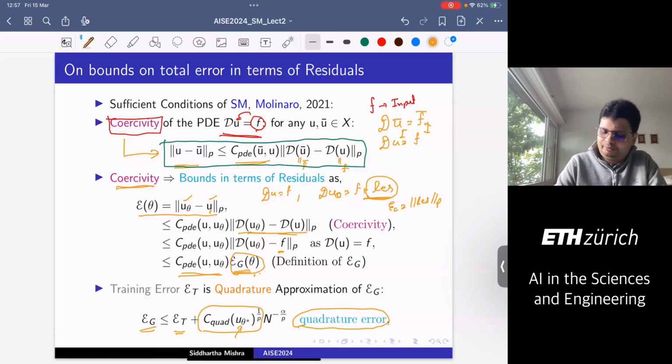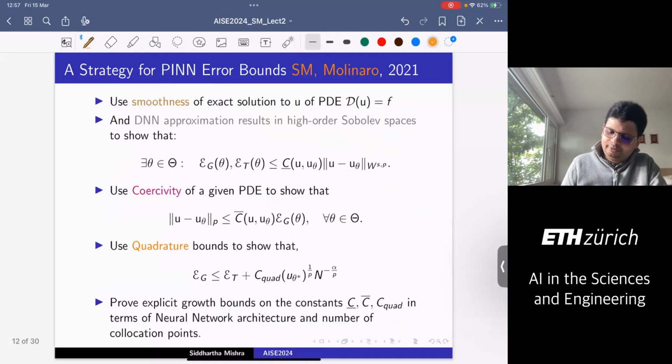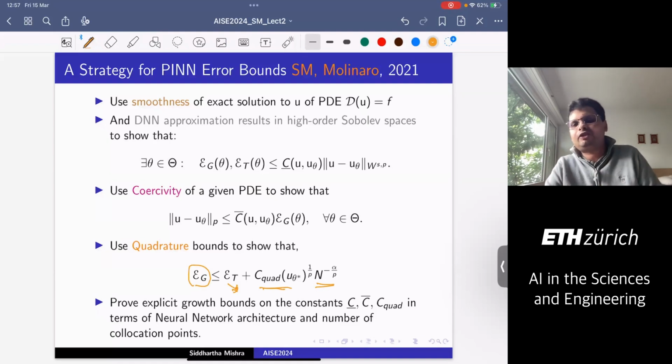So this is the mechanism. First, if we can make the training error small, and this is not going to be an easy task, in the next lecture you will see that this is a hard task, if I can make my training error as small as I want, and if this constant is bounded, if I take as many quadrature points as I want, then the residual is going to be small. So to make the residual small, I need to train my neural network in such a manner that I have a small training error and a sufficient number of quadrature points. That makes my residual small.